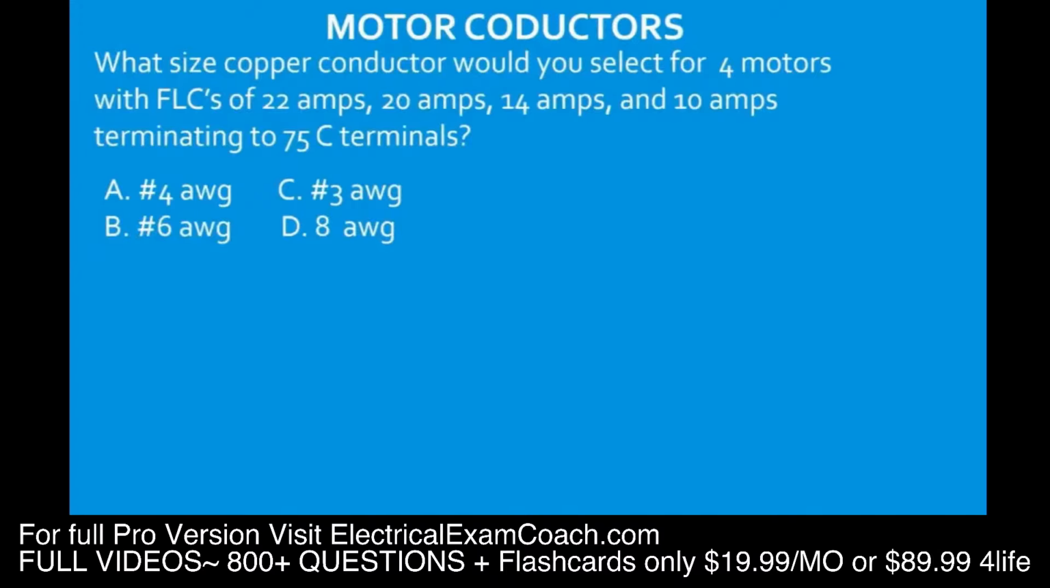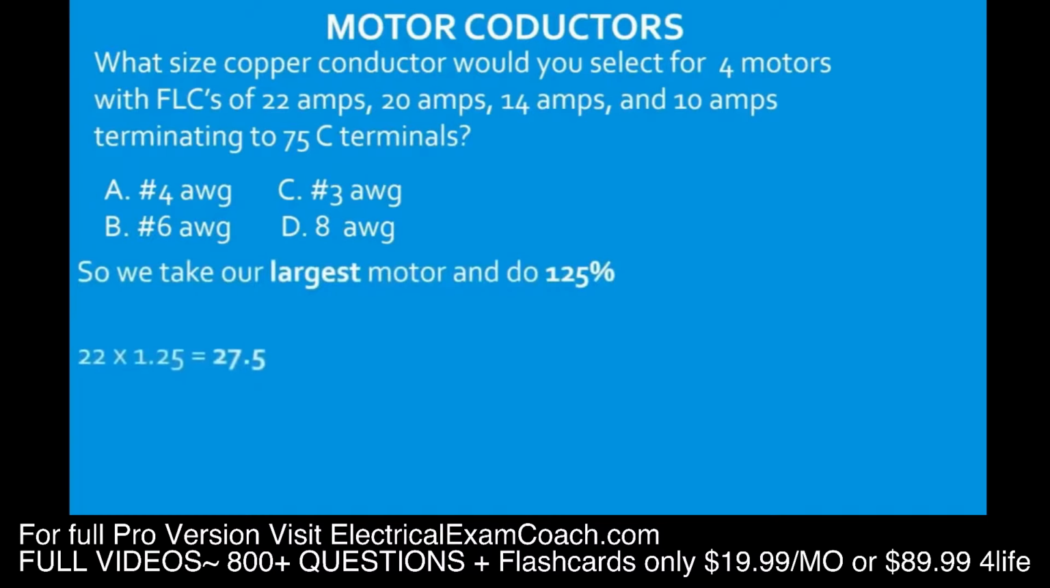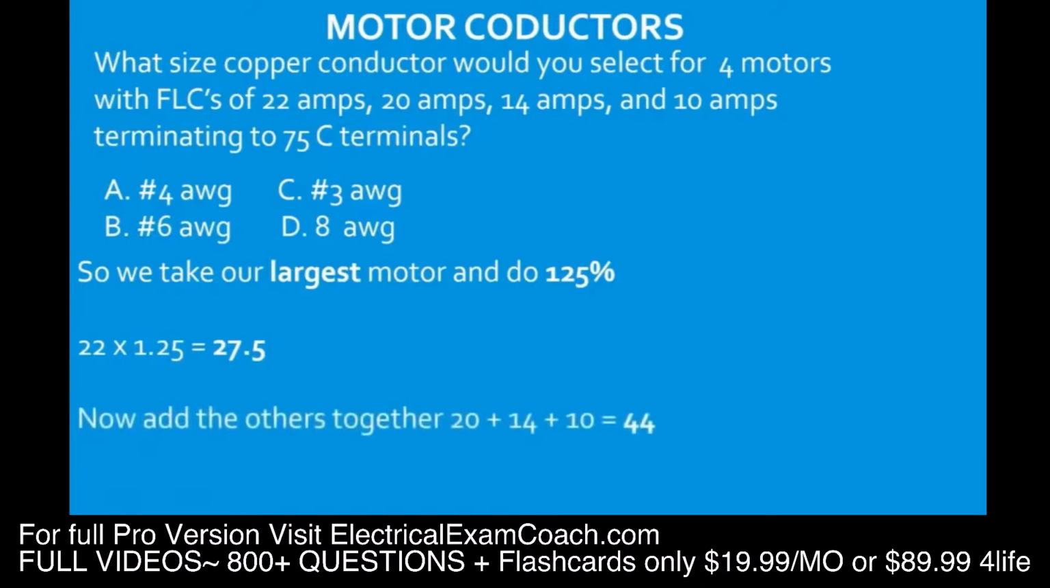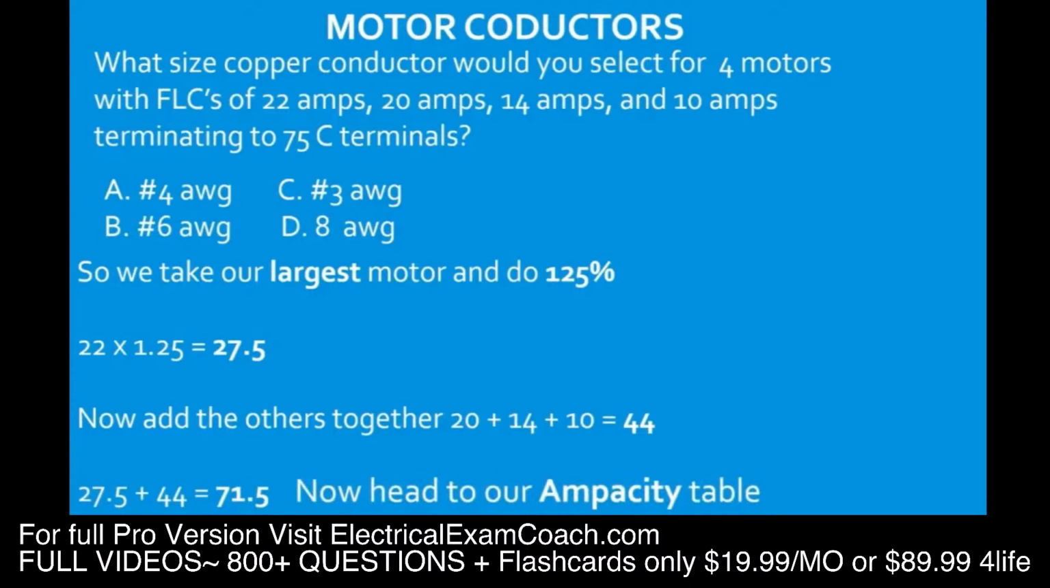What size copper conductors would you select for 4 motors with FLCs of 22 amps, 20 amps, 14 amps, and 10 amps terminating to 75° C terminals? So the first thing we're going to do is take our largest motor and do the 125%. We multiply it by 125%, and that gives us 27.5 amps. Now we take all the other motors and add them together. That gives us a total of 44. Now we add those two totals together, giving us a total of 71.5 amps. Now we head to our primary ampacity table, and we're going to select on the copper side in the 75° C column a wire that is large enough to cover our known load. And in this case, we're going to select A.